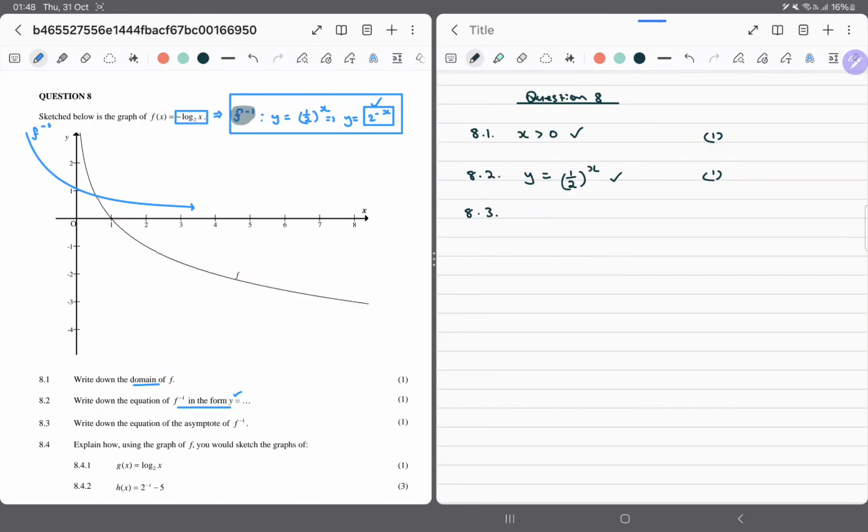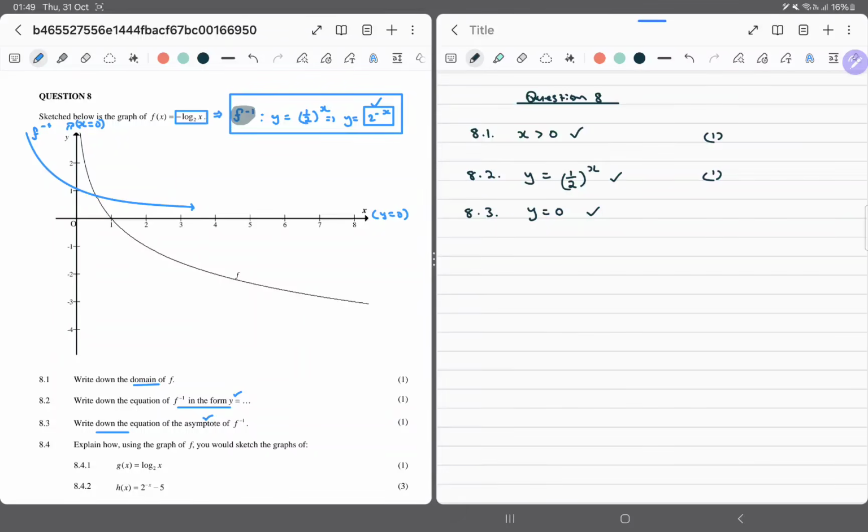8.3. We need to write down the equation of the asymptote of the inverse. Can you see? There is the inverse. We've already done it, and the asymptote becomes the x-axis, because that one was the asymptote. So if we have, for example, a vertical asymptote on the original, then we will have a horizontal asymptote on the inverse and vice versa. So we can just write y is equal to 0. Be very careful. The x-axis is actually the line y equal to 0, and the y-axis is the line x equal to 0. So be very careful when you have to do this.